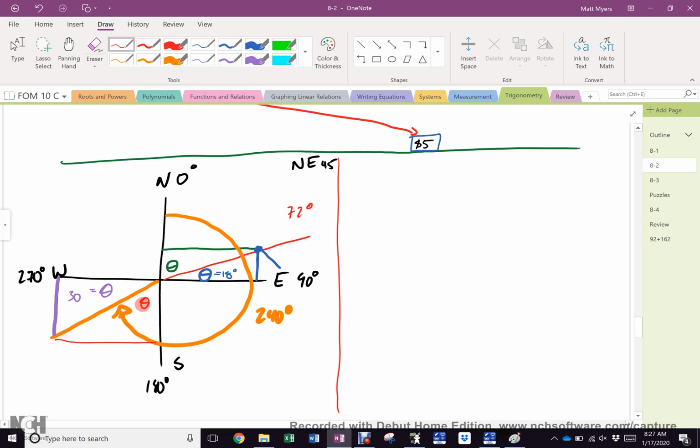Red theta is 240. I want to be able to do trig, which means I need a 90-degree triangle. What is it? 60. Why? Because this is 30. All the way between south and west is 90, so what's left here must be 60. Does everybody understand?